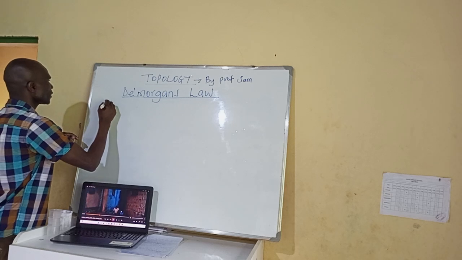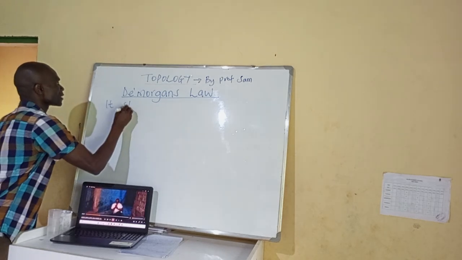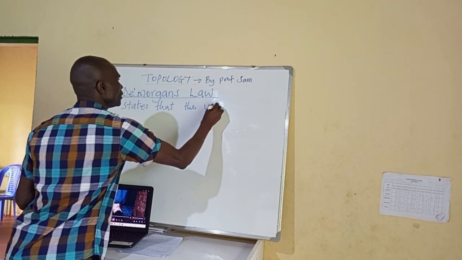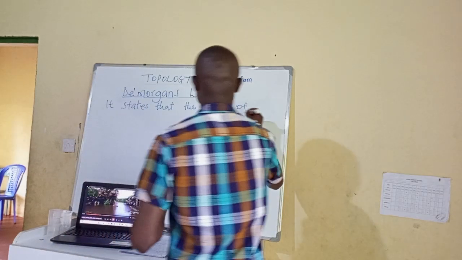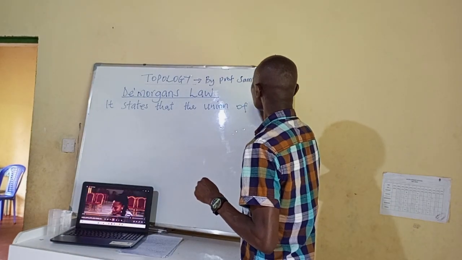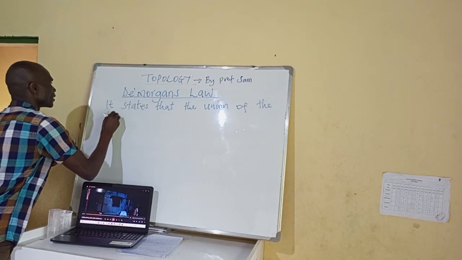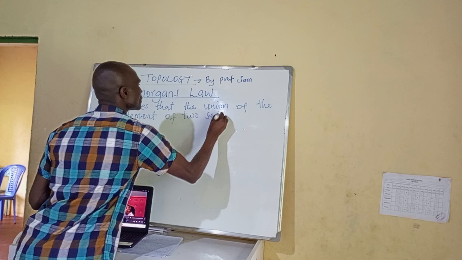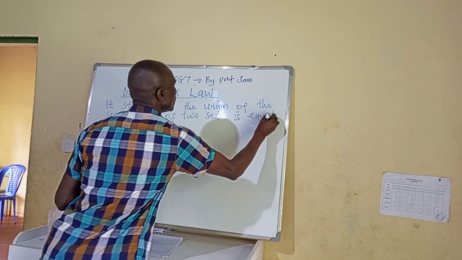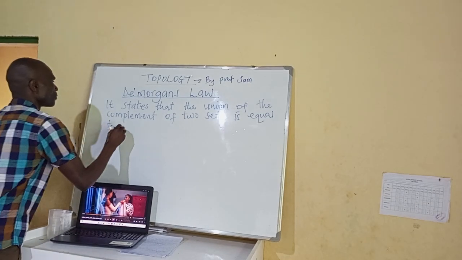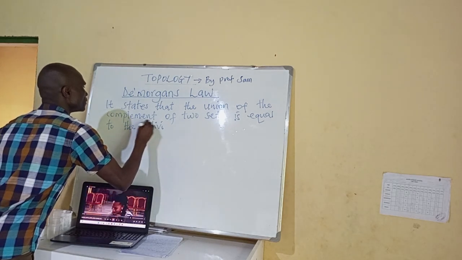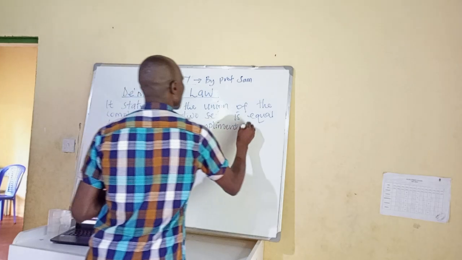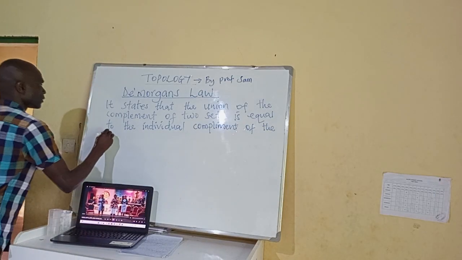De Morgan's law states that the union of the complement of two sets is equivalent to the individual complement of the sets. Individual complement of the sets.